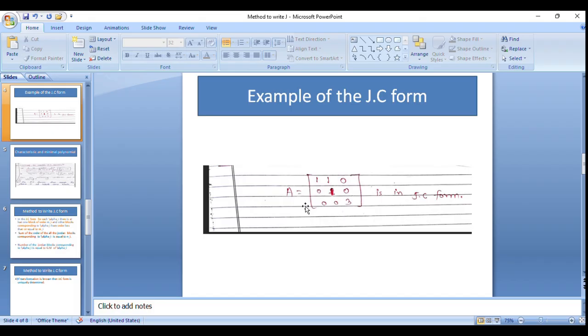Here 1, 1, and 3 are the eigenvalues, and there is one 2 cross 2 Jordan block and a 1 cross 1 Jordan block. Here 1, 1 is the eigenvalue corresponding to the 2 cross 2 Jordan block, and 3 is the eigenvalue corresponding to the 1 cross 1 Jordan block. So here we have used two Jordan blocks, one of size 2 cross 2 and another of size 1. Now we will learn how to write a Jordan canonical form for a given matrix.